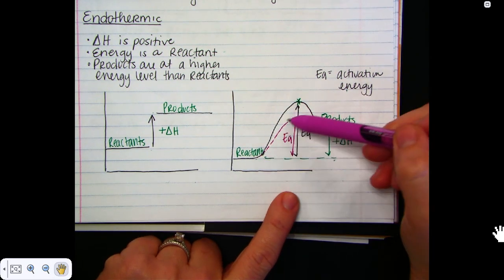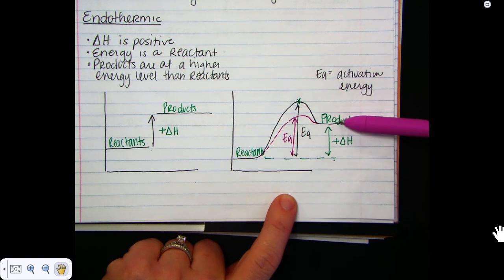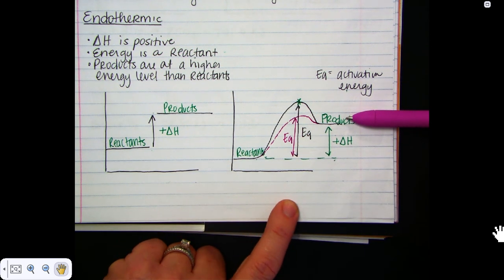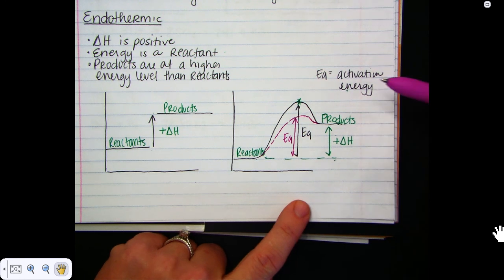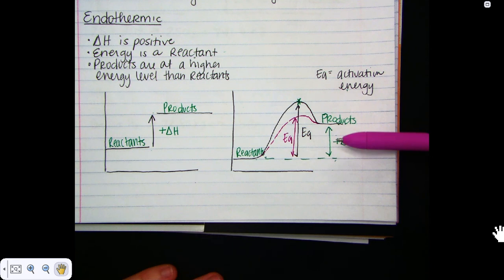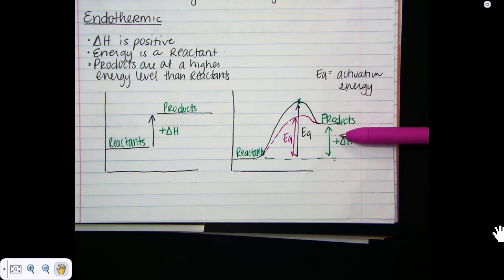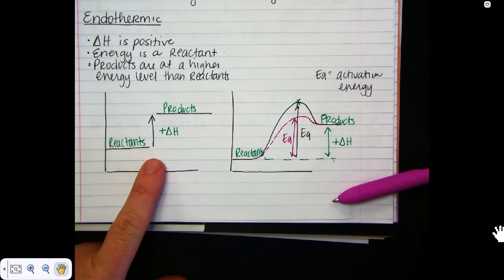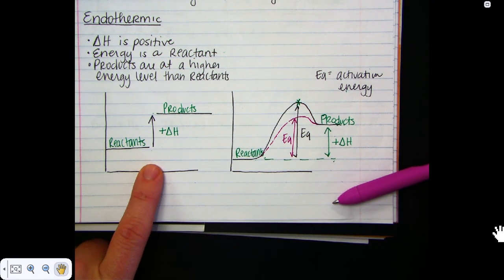The activation energy hump is smaller, but my reactants and my products have not changed. My reactants and my products have stayed in the exact same place. So you can be asked to draw an enthalpy diagram and it not mention anything about activation energy or catalyst, and that's fine. And if you did that, this would be what would be most appropriate and easy.